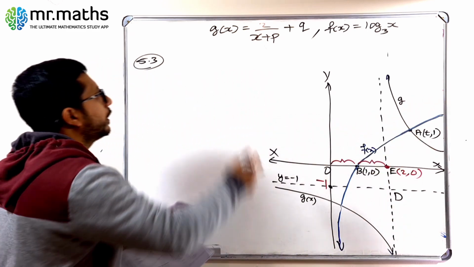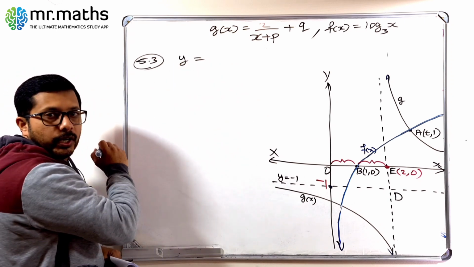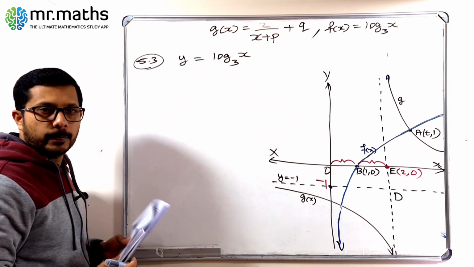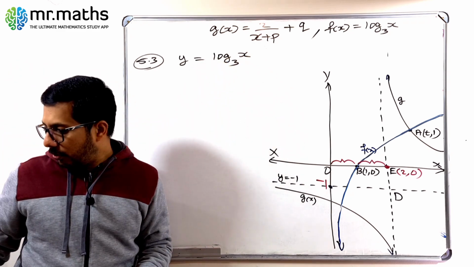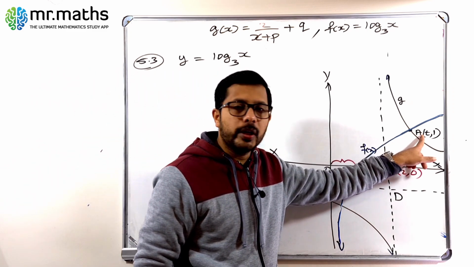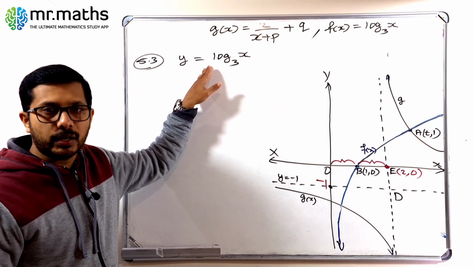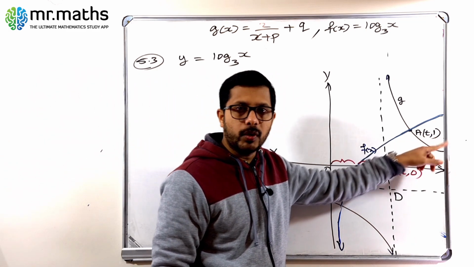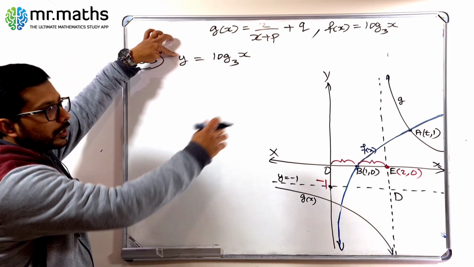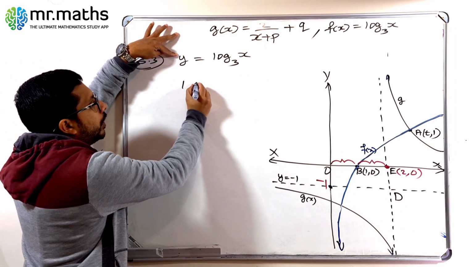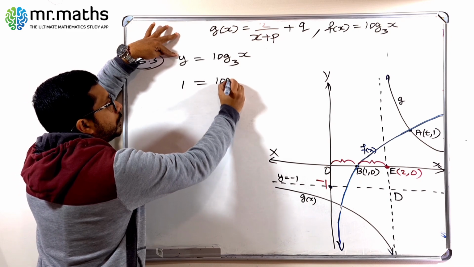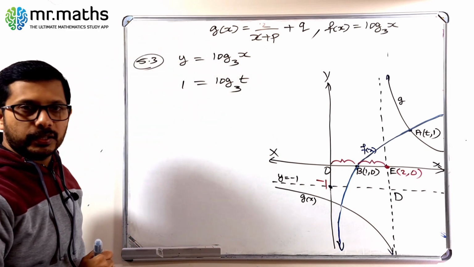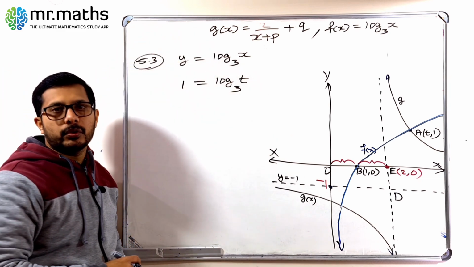So let me write that f of x here. F of x is the same as y is equal to log x to the base 3. Now that point a is a point on this f of x graph. So I can substitute the value of x as t and y as 1. What is the y value at that point a? 1. So 1 is equal to log t to the base 3. Now, do you remember the logarithmic rule?